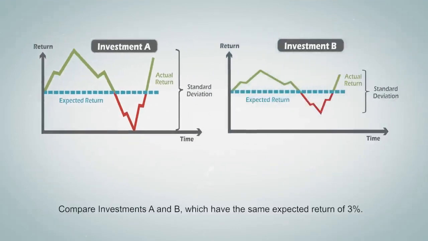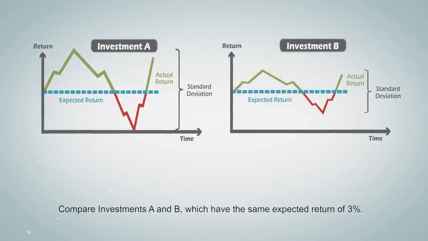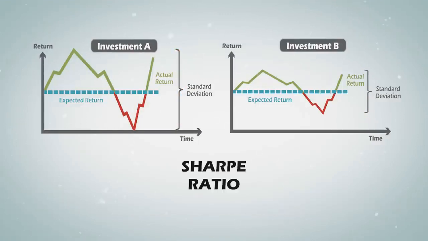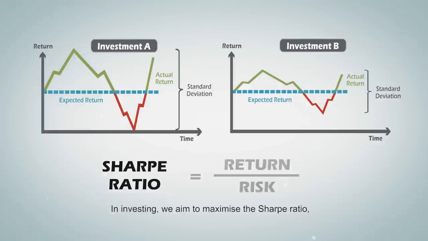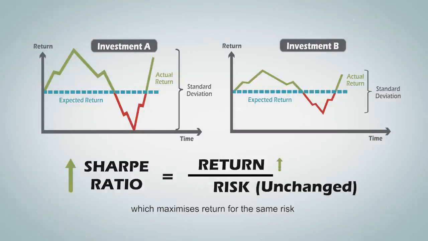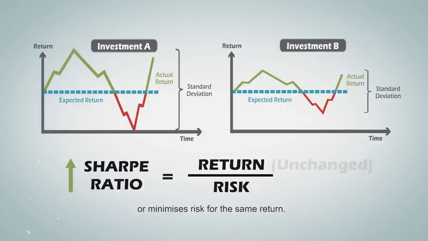Compare investments A and B, which have the same expected return of 3%. As B has a lower standard deviation than A, it will give a higher return to volatility ratio known as the Sharpe ratio. In investing, we aim to maximize the Sharpe ratio, which maximizes return for the same risk or minimizes risk for the same return.